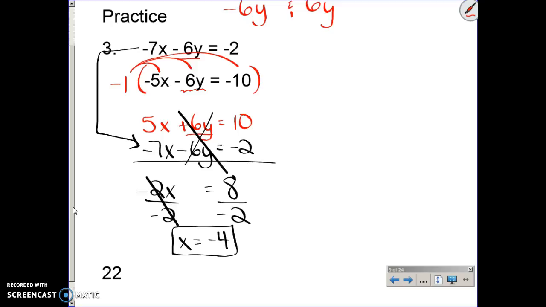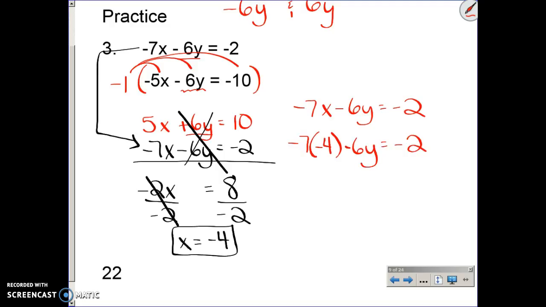I don't really like any of those, so I'm going to use, let's see, I'll just use the first one. Minus 6y equals -2. -7 times -4 minus 6y. Ugh, and I hate when there's so many negatives. Just makes so many opportunities for error.